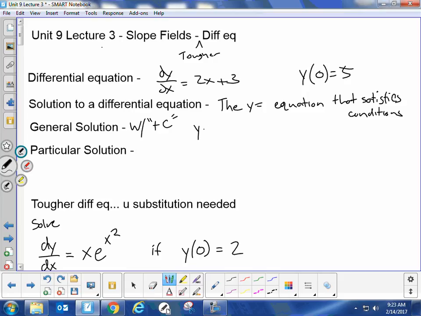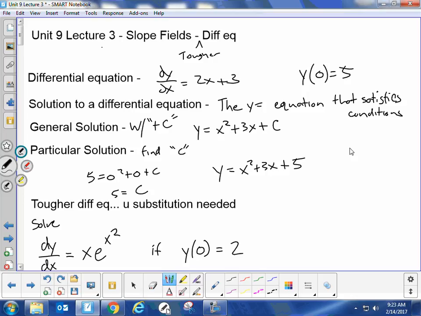So I would just take the antiderivative. I'd get x squared plus 3x plus c. And this would be the general solution to this differential equation. The particular solution, kind of the ultimate goal, is to find what c is, where we use this initial condition. So I'd get 5 is equal to 0 squared plus 0 plus c. C is equal to 5, giving me my particular solution, y equals x squared plus 3x plus 5.